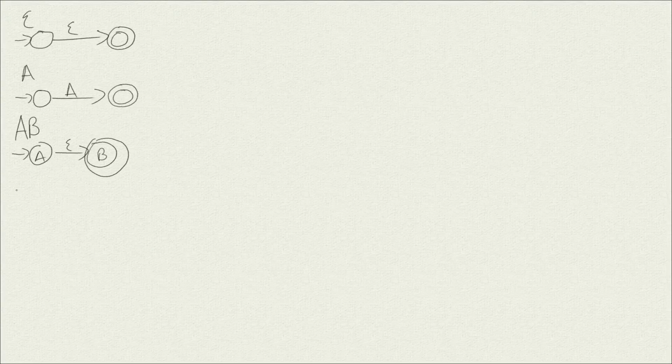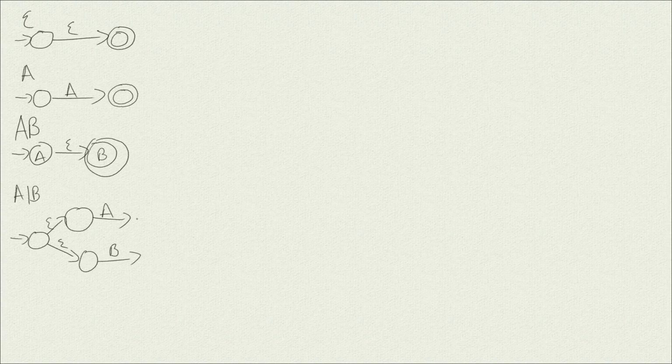And then we have the pattern A or B. So we'll use the pattern for A, but A or B has a special pattern where it diverges into two epsilons. And then you can say A, B.